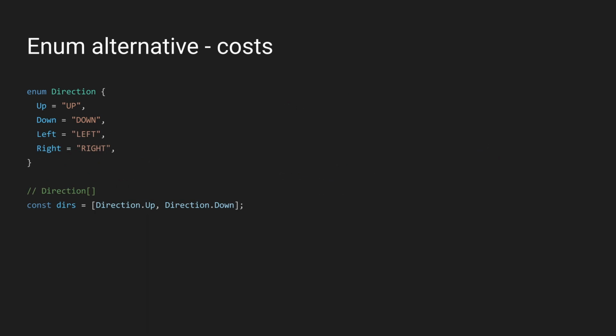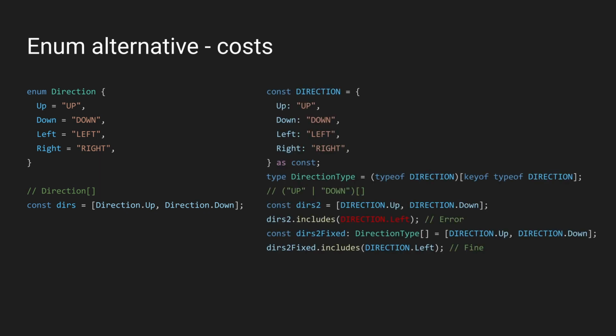Enums have better inferred type support. When we are creating an array containing some values, the inferred type will be an array of enum. For the alternative solution, we will be forced to mark the array with the proper source type to have a similar experience of type checking.